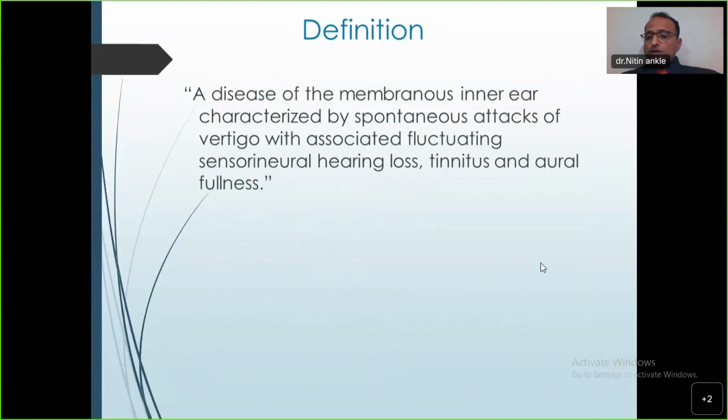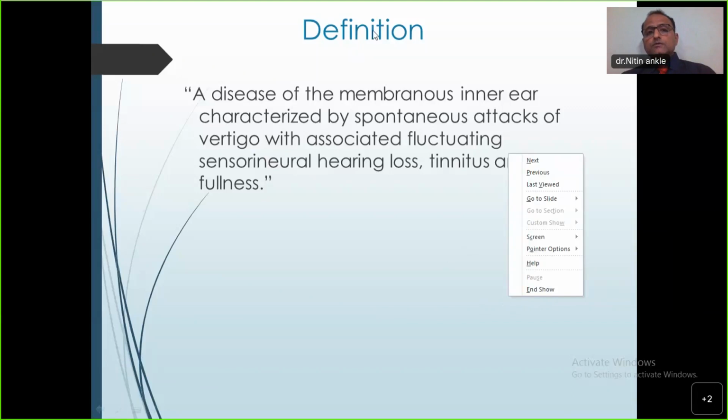It is a disease of the membranous inner ear, not of the bony or osseous inner ear, but of the membranous inner ear. There are spontaneous attacks of vertigo. That means the attacks are without any stimulating factors, and are associated with typically fluctuating, that means sometimes it's normal, sometimes it's abnormal, sensorineural hearing loss. It is not conductive, it is sensory loss. And of course, it is associated with the three symptoms: vertigo, tinnitus, and hearing loss. Aural fullness is usually present with this. I hope this will take care of the definition as such.